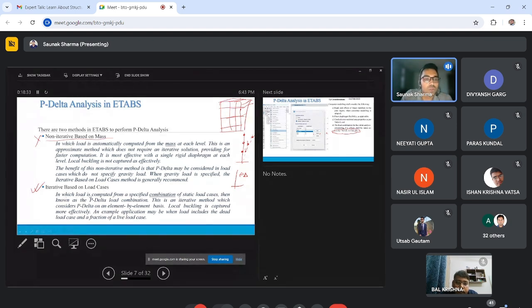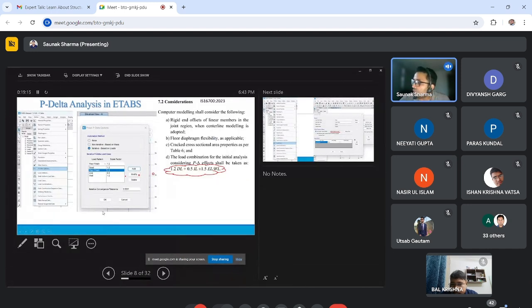In this method, load is computed from a specified combination. You need to understand this combination first. We'll see that combination in the next slide on static load cases. It is known as the P delta load combination. This is an iterative method which considers P delta on an element by element basis. Local buckling is captured more effectively. An example application may be when the load includes the dead load case and a fraction of the live load case. Now let's see.